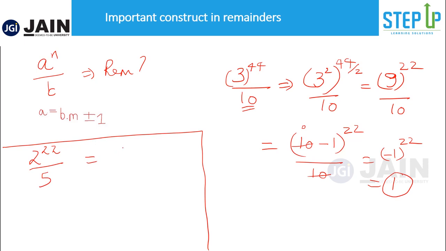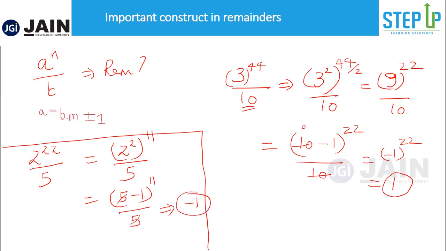So what I'll do is I'll say (2 to the power 2) to the power 11 upon 5, isn't it? 2 into 11, 22. This is what it is. Now this can also be represented as 2 to the power 2 is 4, that means this is (5 minus 1) to the power 11 divided by 5. So obviously this is easy to find out. This would always be 0. So minus 1 to the power 11, that means your remainder would be minus 1.